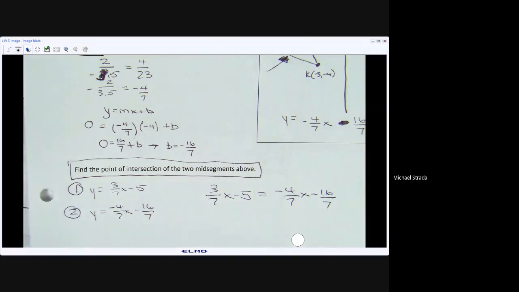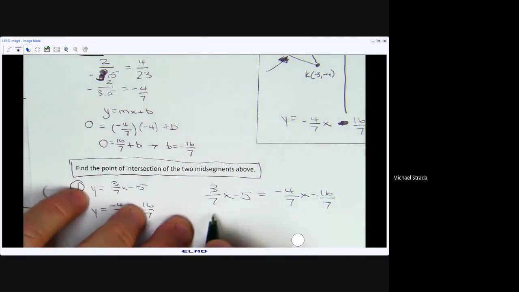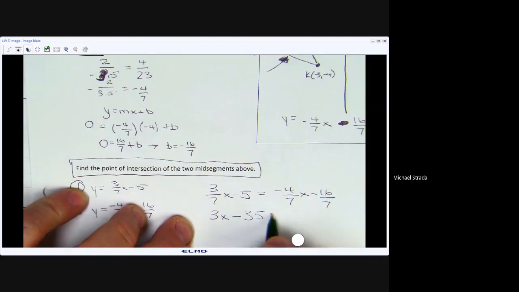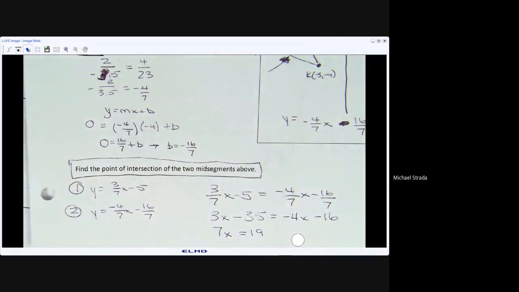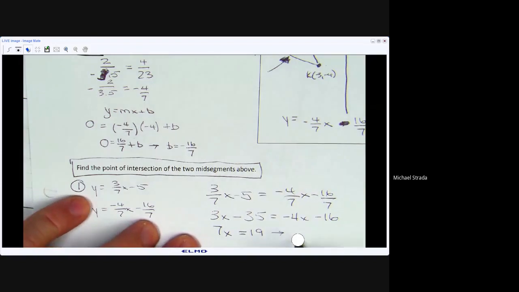We can multiply everything by 7 right away, and this would become 3x minus 35. Don't forget, when you multiply by 7, you multiply everything by 7. Equals negative 4x minus 16. How do you get rid of the negative 4x? Add 4x, 7x. How do you get rid of the negative 35? You add it. So 7x equals 19. How do you get rid of a multiplication by 7? You divide, and the x-coordinate of the point of intersection is going to be 19 over 7.